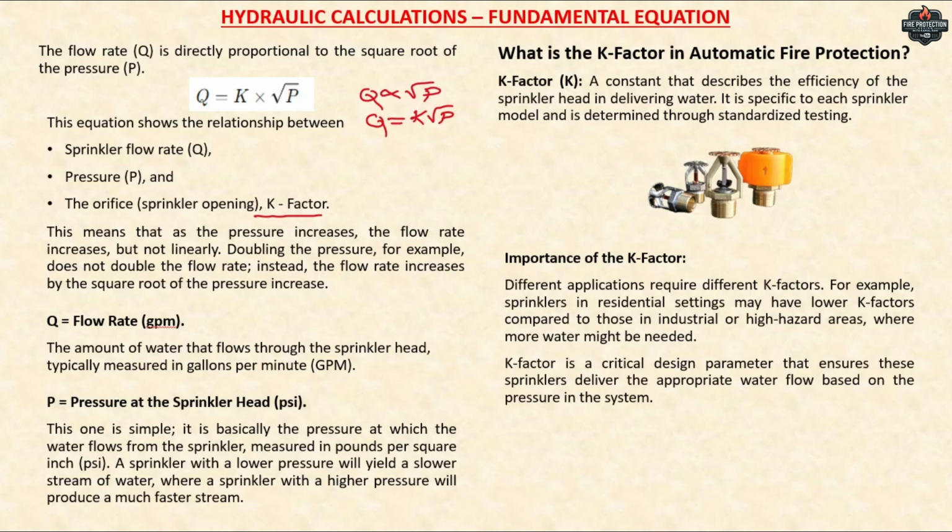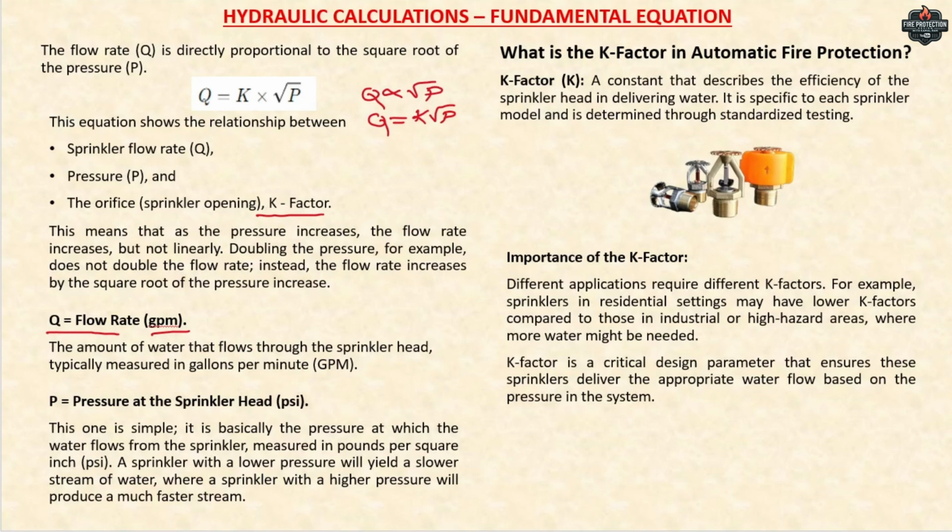Okay, and then what is pressure at the sprinkler head? The amount of water that flows through the sprinkler head is called flow rate, and it's measured in GPM, gallons per minute. The pressure is simple actually. It is basically the pressure at which the water flows from a sprinkler. It is measured in pounds per square inch, PSI. A sprinkler with a lower pressure will yield a lower stream of water, whereas a sprinkler with a higher pressure will produce a much faster stream.